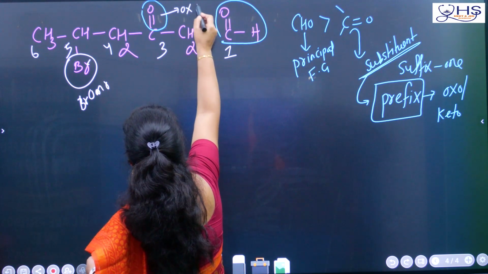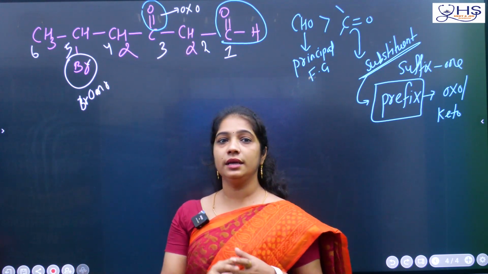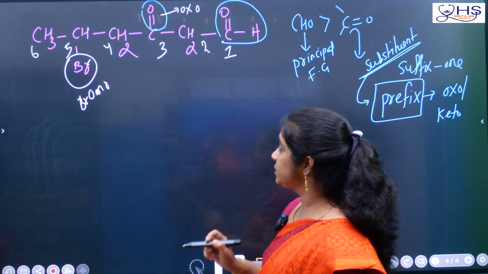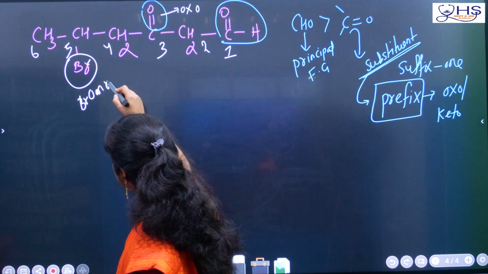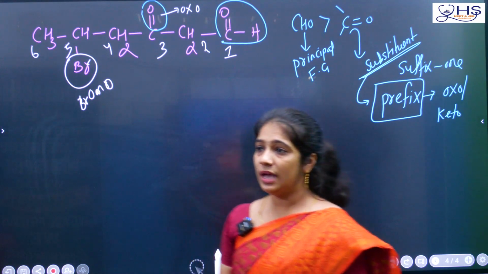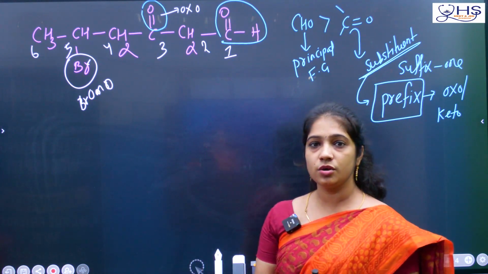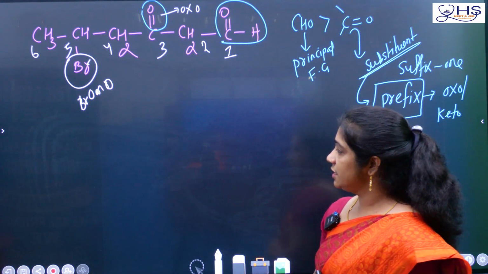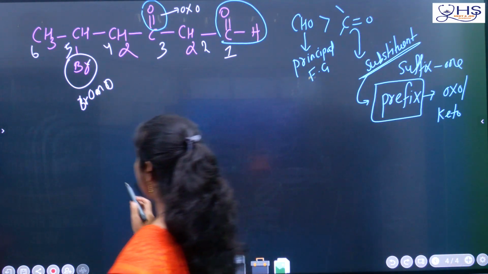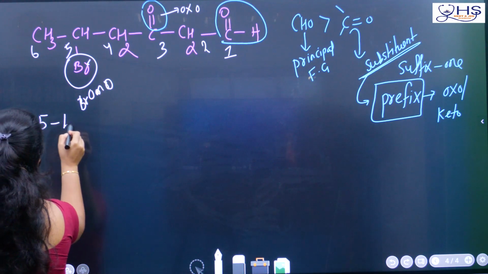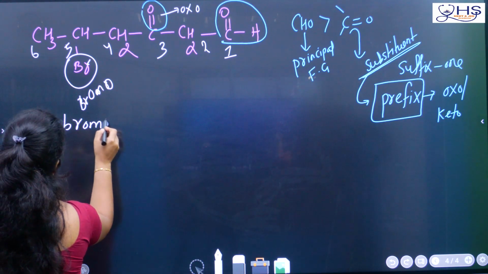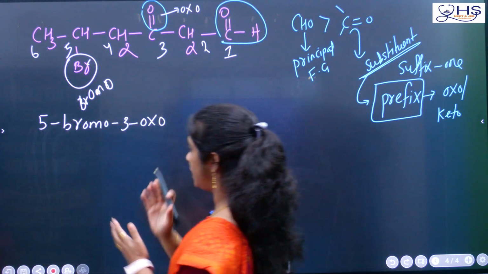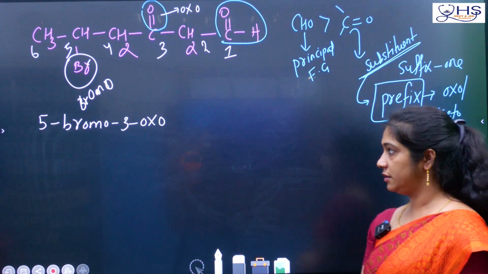Now when you have more than one substituent, the substituent names should be written alphabetically. Now bromo and oxo, which will come first? B will come first. So how will I write? 5-bromo, 3-oxo. Now my first part is finished, that is the substituents part.